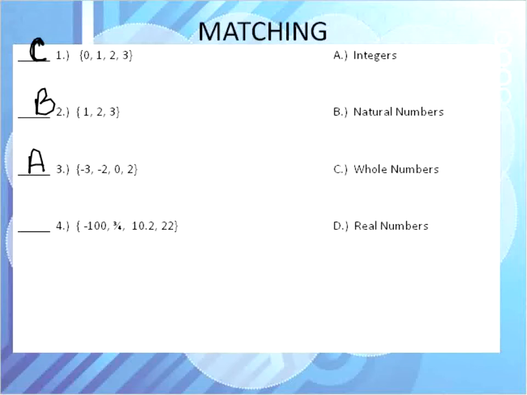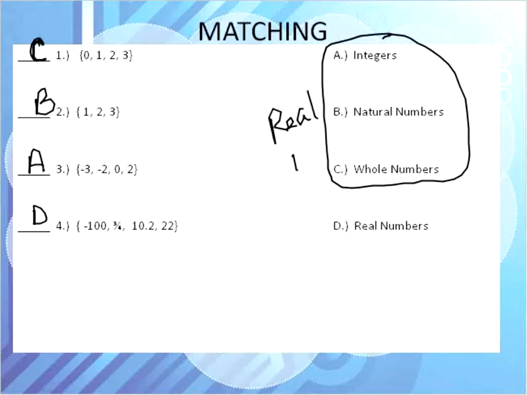And then -100, 3/4, 10.2, 22, those are all considered real numbers. So basically all of these are considered real numbers. Now that's just kind of a little bit of a review of the numbers that we work with. There's more in your lesson, there's more in your reference guide. So if you had trouble with these, please look over that part of the lesson because they are going to ask you some questions on the quiz about that.